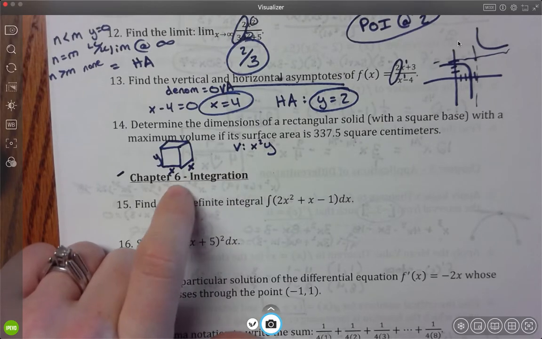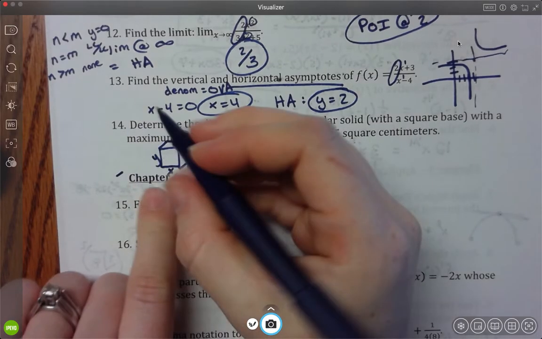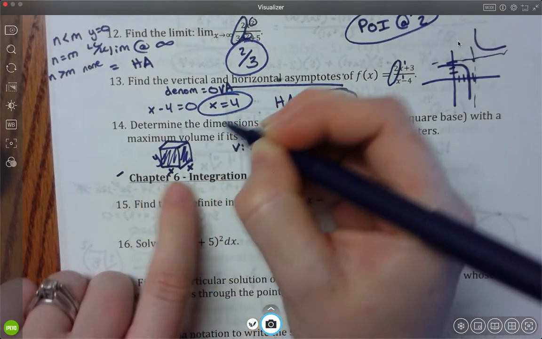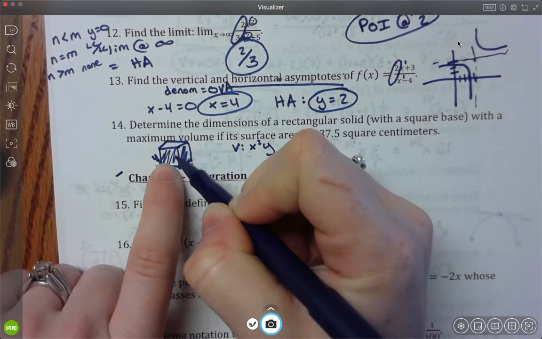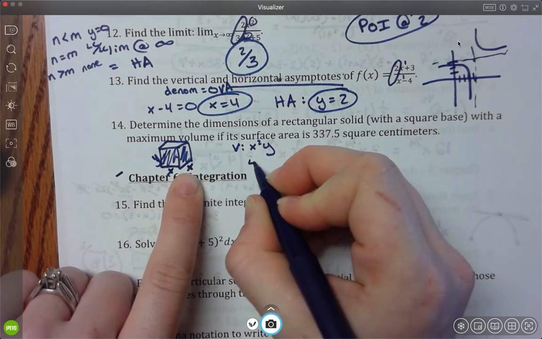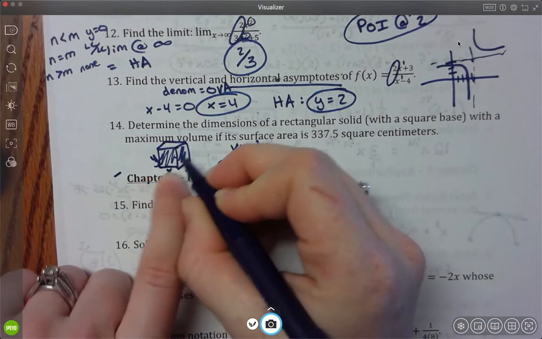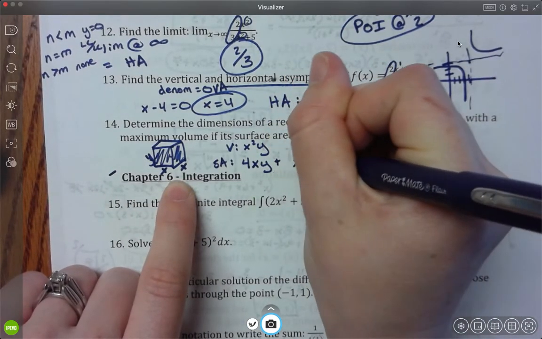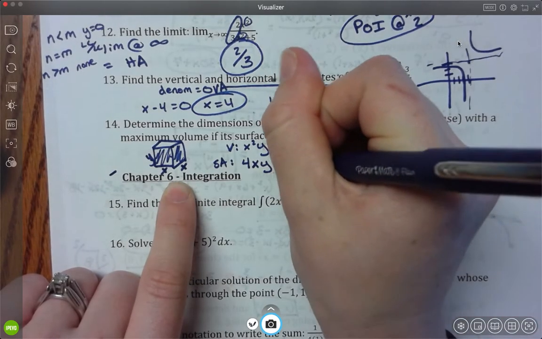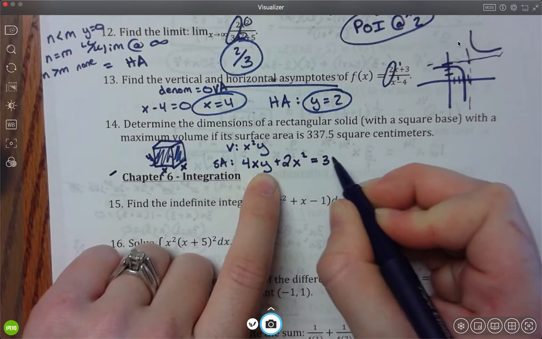And then if I'm trying to find its surface area, oh my goodness, that's a lot of surfaces. Well, all of the side surfaces, all the way around, are going to be x by y, x by y, x by y. So I will have 4xy as part of my surface area. Then the top and the bottom are x by x, or x squared, and there's 2 of them. So this is my surface area equation, and I know my surface area is 337.5.